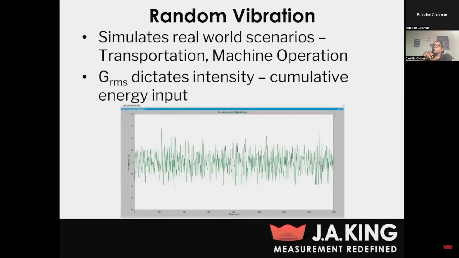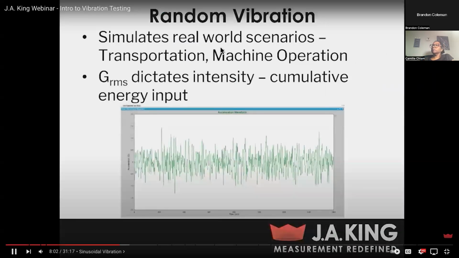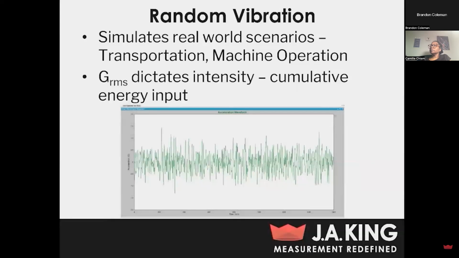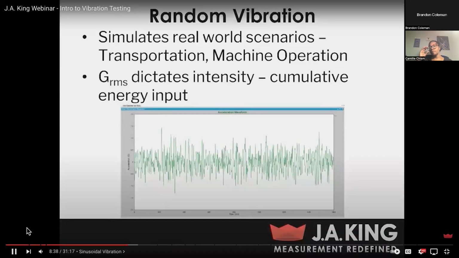So random vibration oftentimes is used to simulate some sort of real world vibration scenario, whether it be transportation or machine operation, any of those real world vibration scenarios that we talked about a little bit at the beginning of this presentation. That's what you would use random vibration for. It's much more realistic than sinusoidal vibration, and that's because in the real world, the future of vibration is not predictable. So you need something much more random and sporadic to actually accurately simulate it. And you can see down at the bottom, I have put a figure of time domain data for random testing, and you can see it's very sporadic, especially when you compare it to a sine graph.